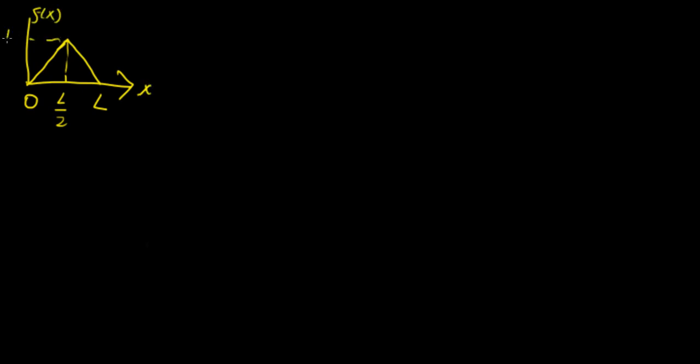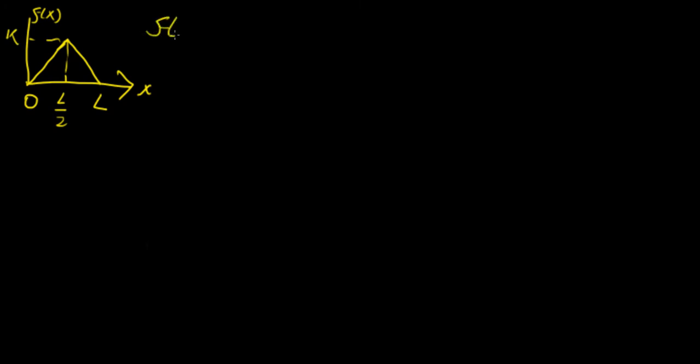And let's consider a simple function. So let's have a piecewise function that is defined on the range 0 to L. And then at L/2, we have this. So we have a triangle function. So this is f of x, and let's define the height as k.